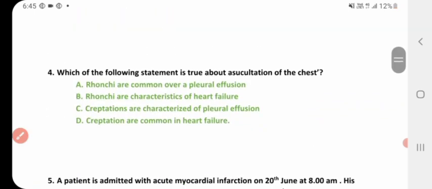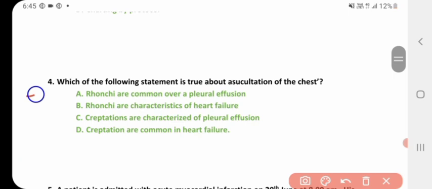Next, fourth: which of the statements is true about auscultation of the chest? Bronchi are common over a pleural effusion. Bronchi are characteristic of heart failure. Crepitations are characteristic of pleural effusion. Crepitations are common in heart failure. So, about auscultation of the chest, which statement is true? Crepitations are common in heart failure. So option D is the right answer.